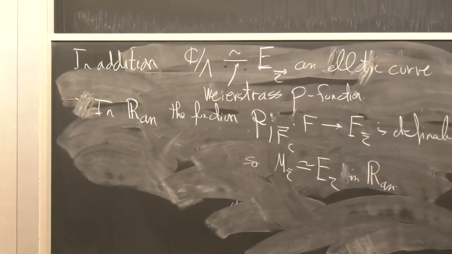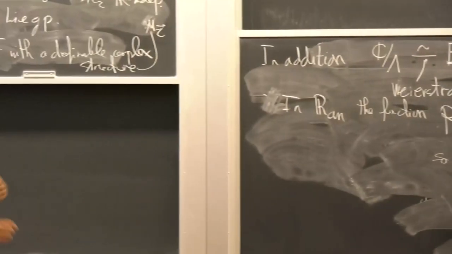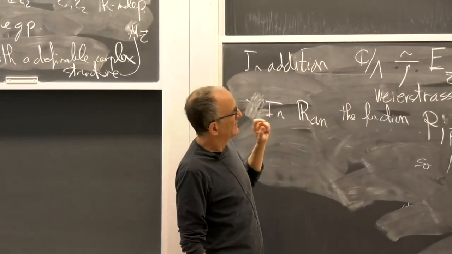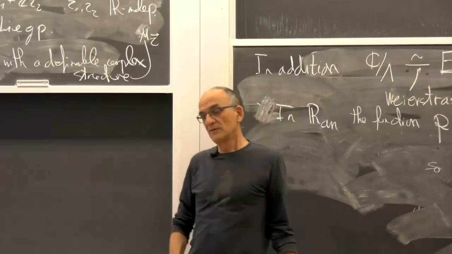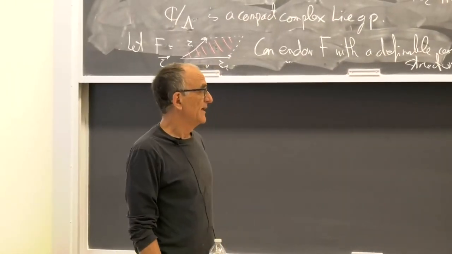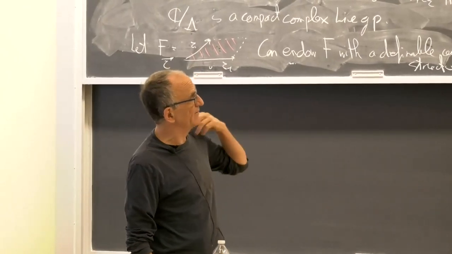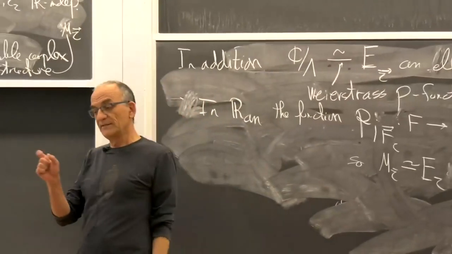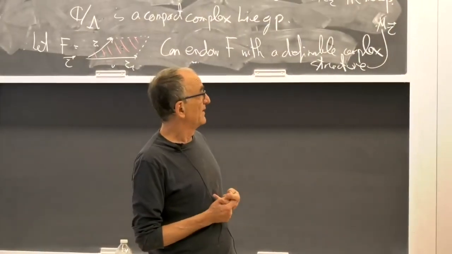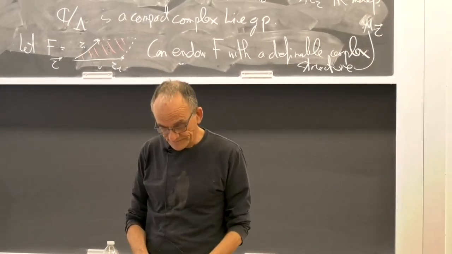What happens when you vary tau? Can you definably capture the family of this Weierstrass P function? Sergei and I have results about uniform definability of P tau, but in R sub n, X. I will not discuss it here.